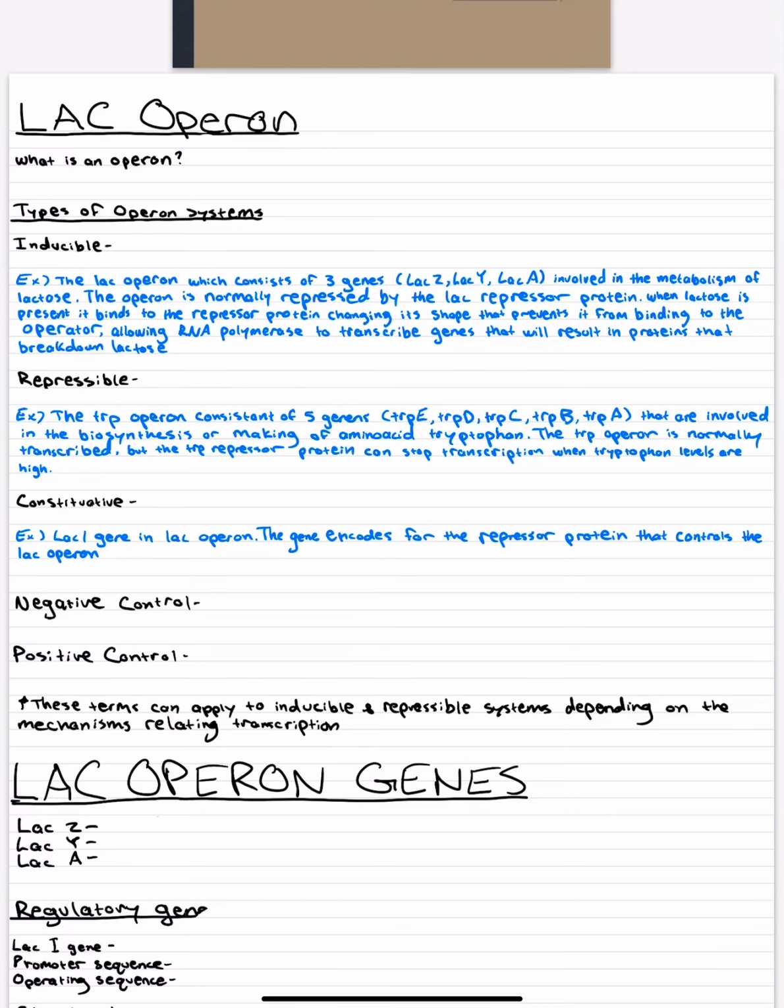Alright, hey everyone, so today we're going to be covering the Lac Operon. So let's start off with the basics. What is an operon? An operon is a group of genes with a single promoter, typically found in prokaryotes.